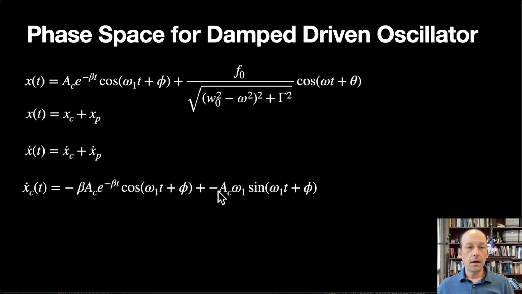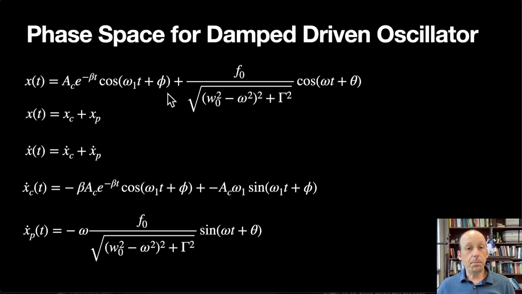And then if we do the same thing for xp, here's my solution right here. I'm going to take the derivative. I only have one time term, this one. So I get negative sine, and then I get an omega t. So that's that. And then I add these two together, and that's my total velocity.